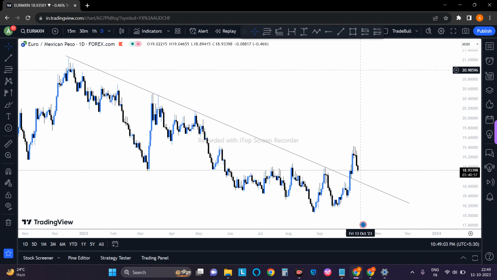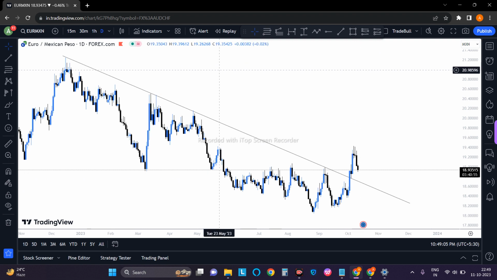So this is point number one. We can see that the trend has been broken, which was marked by this trend line. So it looks like price wants to go up.